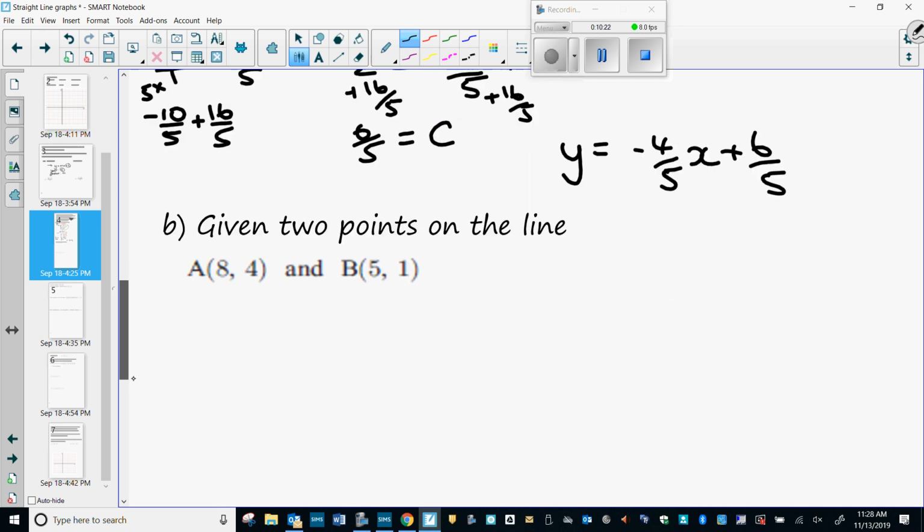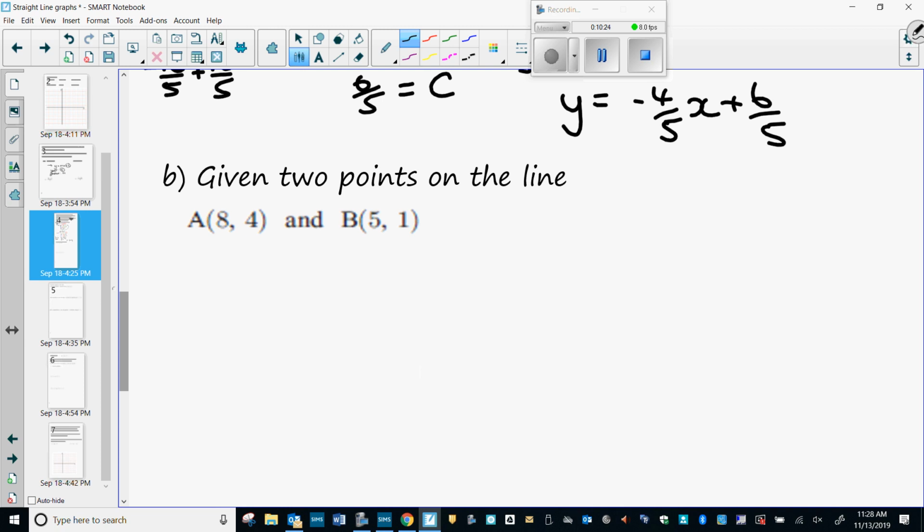Right, next one, B. So in these examples, we're not told what the gradient is. They've just told us two coordinates, or two points that sit on a line. But we've learned that we can find the gradient if we're given two coordinates, haven't we? Remember we did that a few lessons ago? How do we find the gradient if we've been given two coordinates?